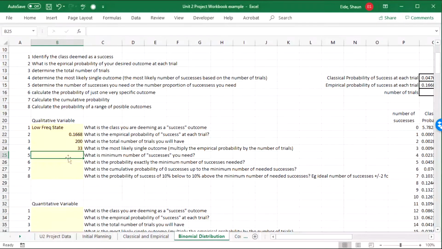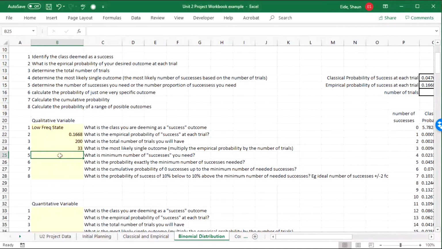And then what's the minimum number of successes that I need? Let's just say, I really want 160. I really want 160 states that are representative from high frequency states. So the minimum number of successes that I need, let's see here. That's kind of complicated. Well, it's actually the maximum number is, I want that 40. I want 40 or less.